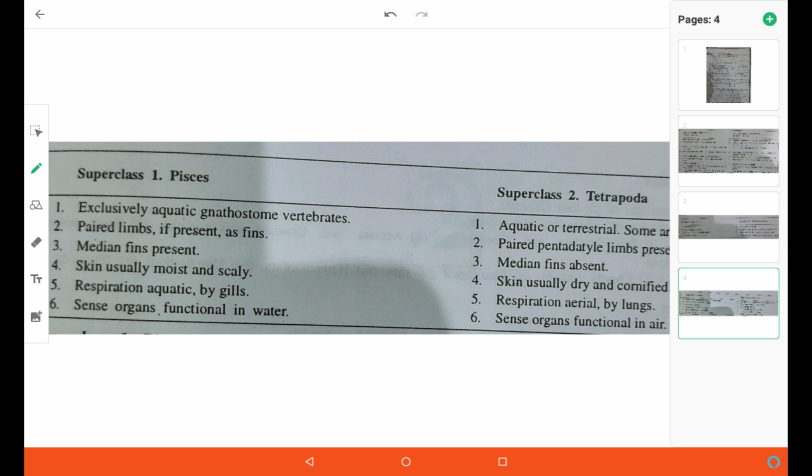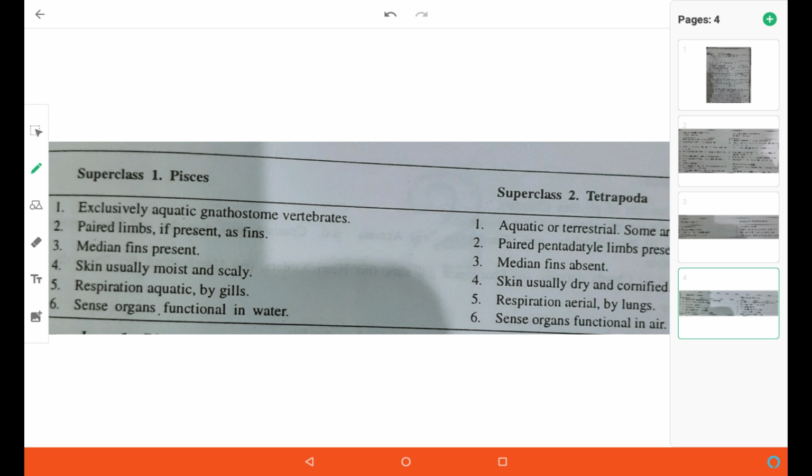Now just have a comparison of pisces and tetrapods. Pisces are exclusively marine, cannot live without water. Pisces are jawed vertebrates. Tetrapods are also jawed vertebrates, but may be present in terrestrial environment also, because amphibians first set a limb on the terrestrial environment, and thereafter reptiles fully came out of water to live a total terrestrial life.